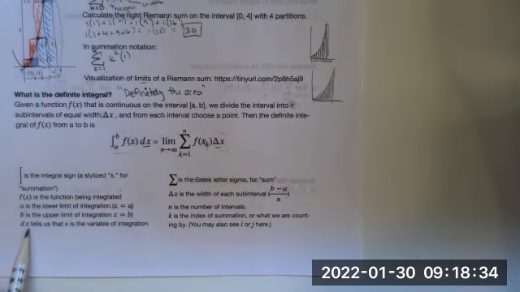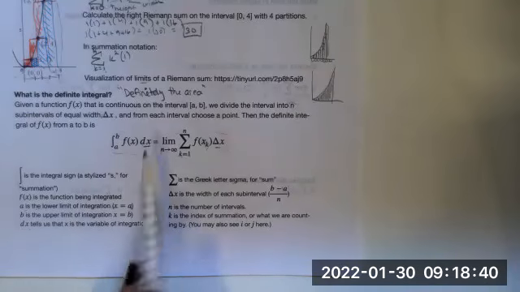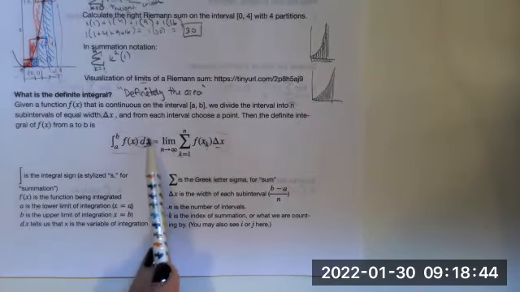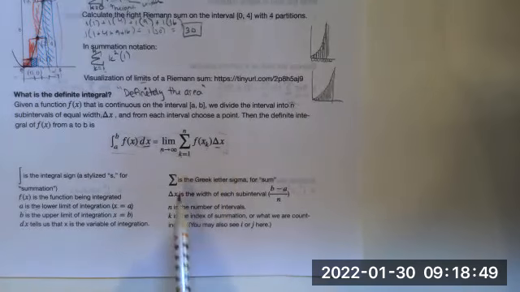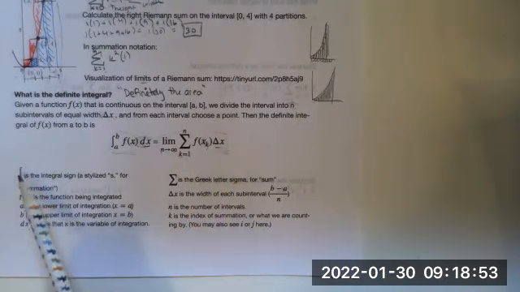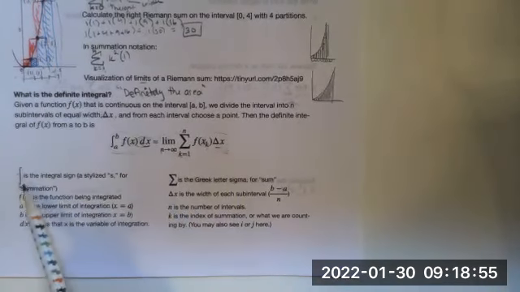Okay, and then dx tells us that x is the variable of integration. So that's telling us that we are taking the integral with respect to x. Please don't forget to put this on your integral. It's very important. Okay, and then looking over at the notation on the right side, sigma is the Greek letter sigma, which also stands for sum. So these are sort of parallel symbols here.